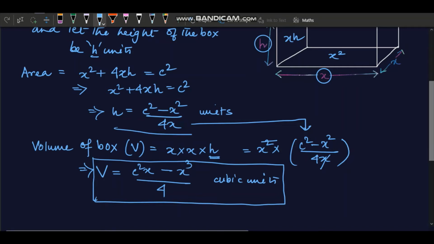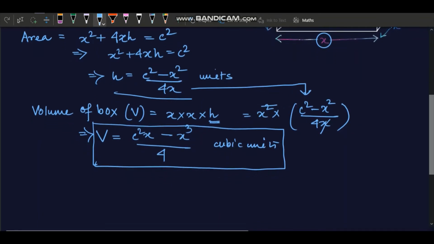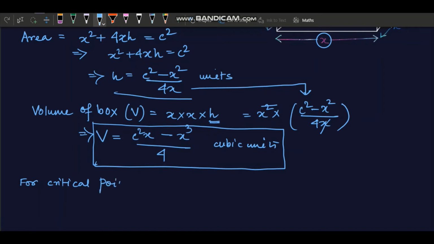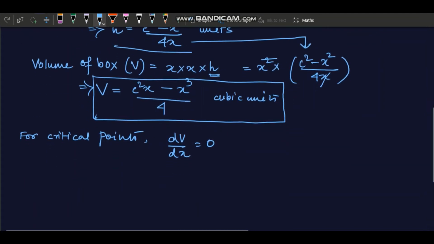So if we can find out the value of x, then we can obviously find out the value of h, and thus we can find out the values of x and h which would maximize the volume of the box. So what do we do for critical points? For critical points, we equate the first order derivative of V with respect to x to 0, right? So for critical points, we have dV/dx equal to 0.